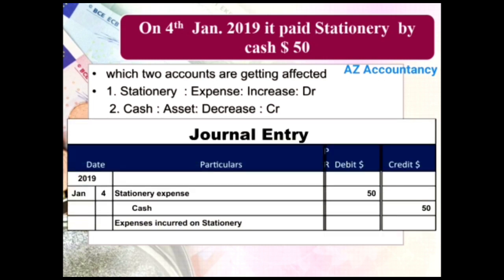The date we mentioned 4th January. In the particular, the first line is stationery expense and second line by giving indentation cash account. So stationery expense debit, cash account credit, and after making journal entry we have put appropriate amount in the debit and credit side. Every debit has an equal amount of credit. This is the rule of double entry accounting principle.